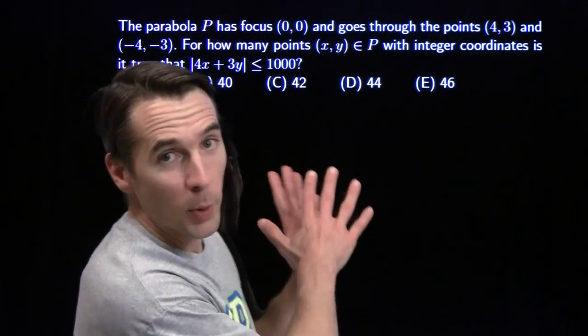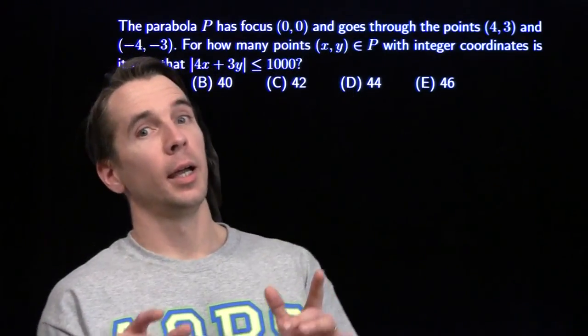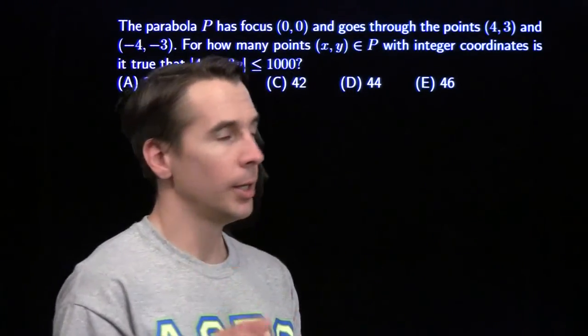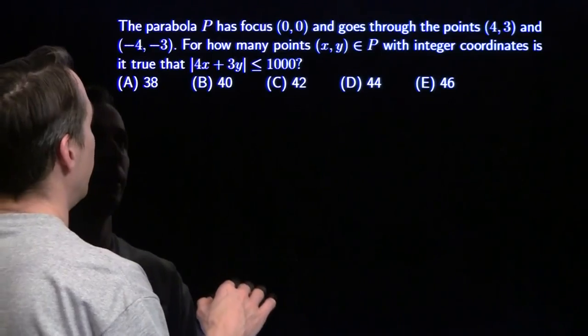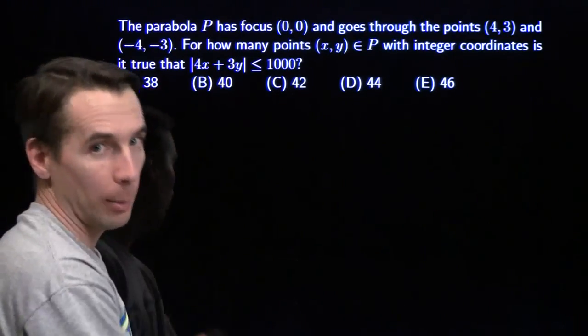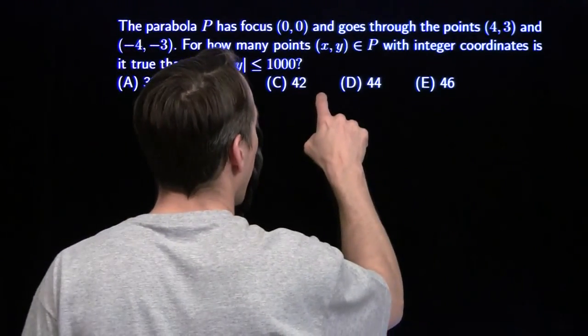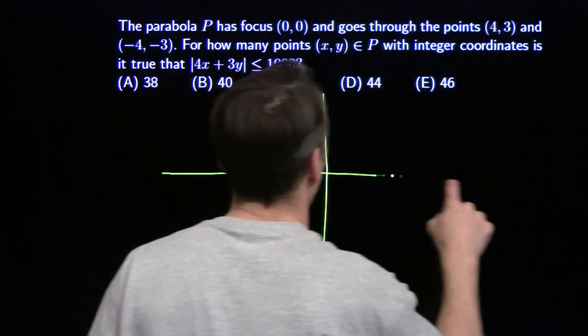Alright, we got number 25 on the AMC 12 here. I hope you got your popcorn, because we're probably going to be here for a while. After all, we're starting with the parabola. We're definitely going to be here for a while. Start with a sketch of that parabola.